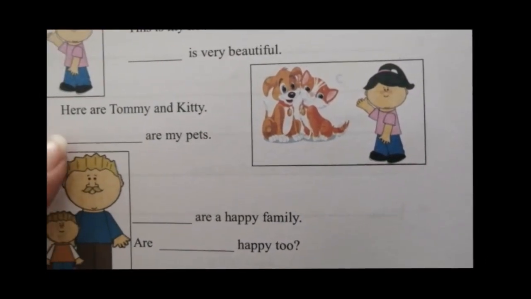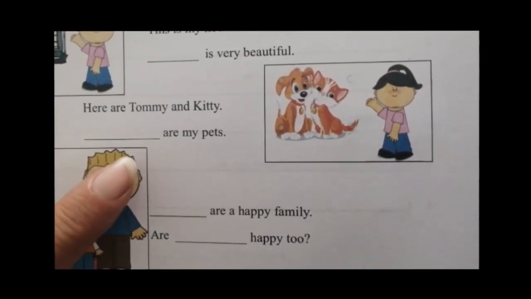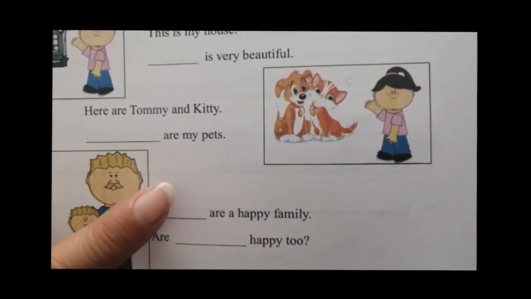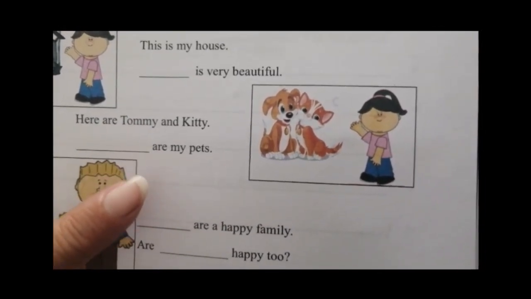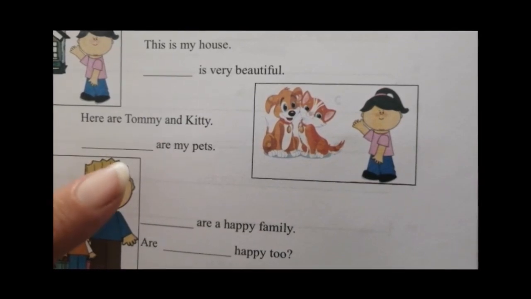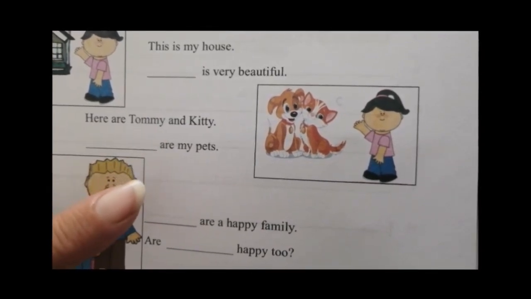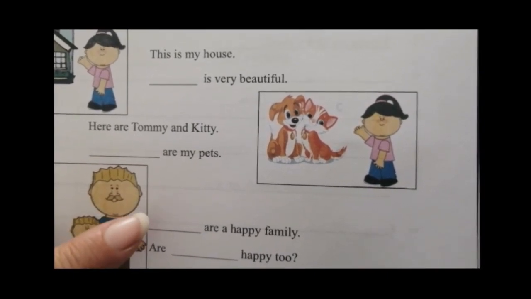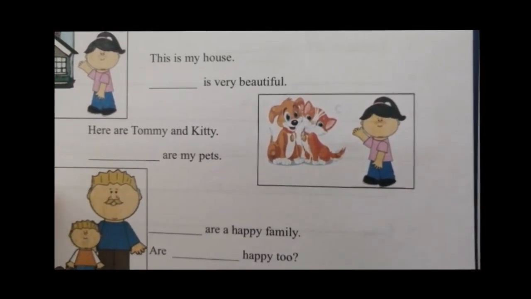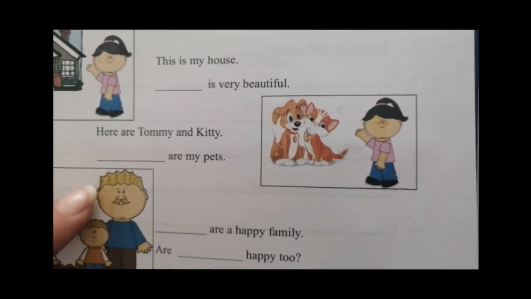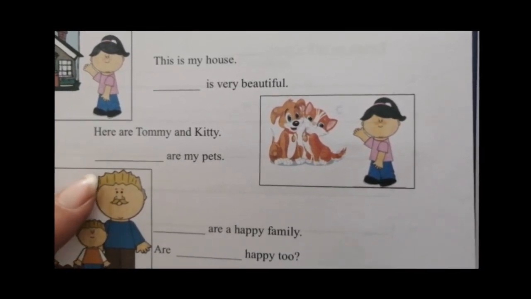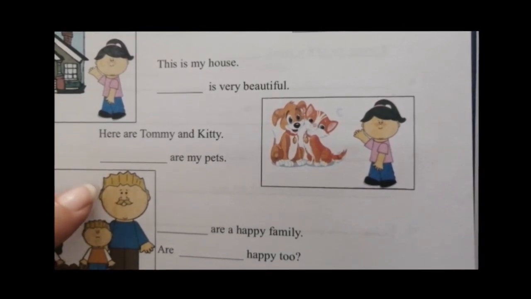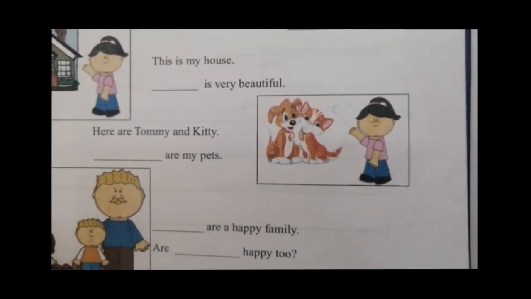Now the next picture. Here are Tommy and Kitty. Dash are my pets. Now, the girl Mona is showing her pets. She has two pets, more than one animal. Now, I hope that you remember which pronoun to use when there is more than one animal. So again I will give you time to write the answer.